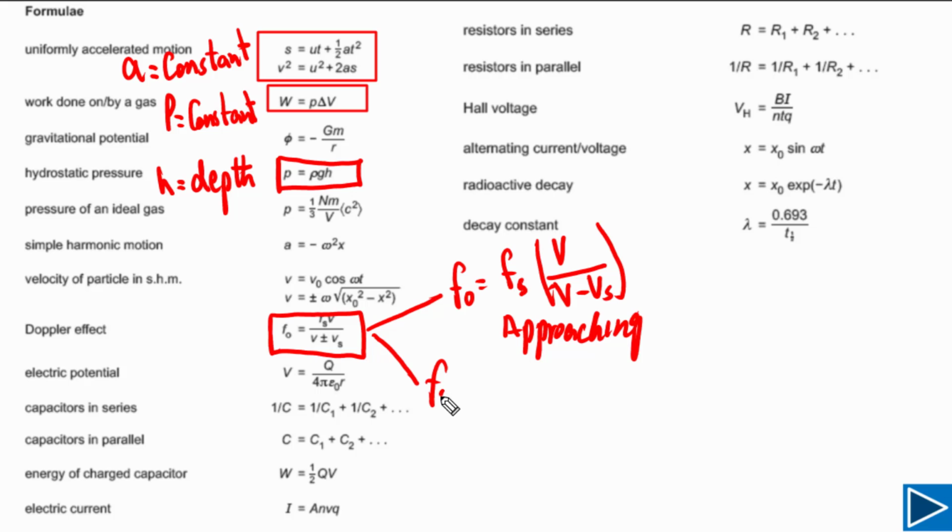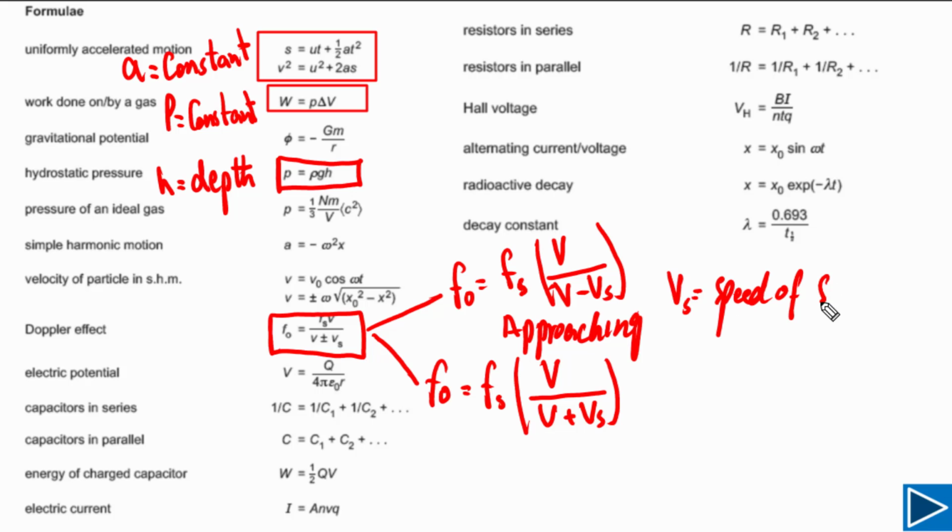You can also find the observed frequency, which will be equal to the frequency of the source times v, the speed of sound, divided by v plus vs. Here s is the speed of the source, so vs is the speed of the source.